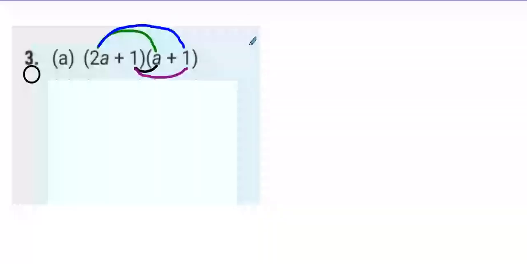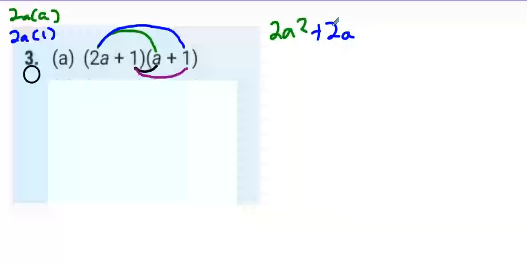We're doing the green line first. Go on. Yeah, 2a times a is 2a squared. Yeah, next one. The blue line is 2a times 1, which is 2a. Okay, next one. The black one. 1a. And the purple one's 1 times 1, which is 1.